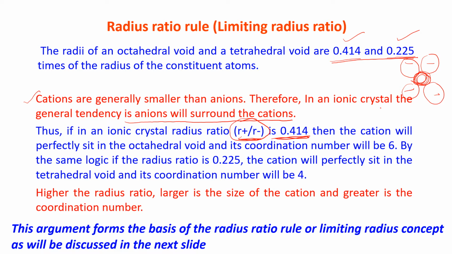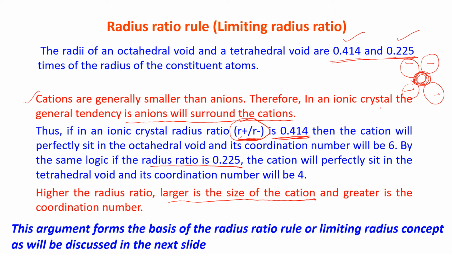By the same logic, if the radius ratio is 0.225, then the cation will sit perfectly in the tetrahedral void, because the exact void space for the tetrahedral void is 0.225. As it is tetrahedral, it will be surrounded by 4 atoms, so its coordination number will be 4. Higher the radius ratio, larger is the size of the cation, and greater is the coordination number. I said that there is a range. The perfect values are 0.414 and 0.225, but there is a range. I am coming to that.